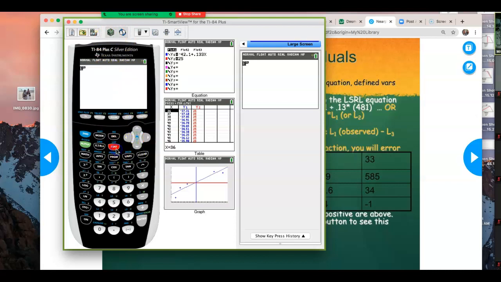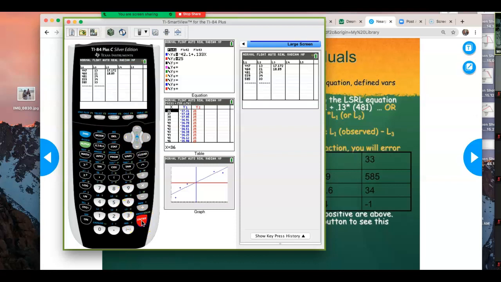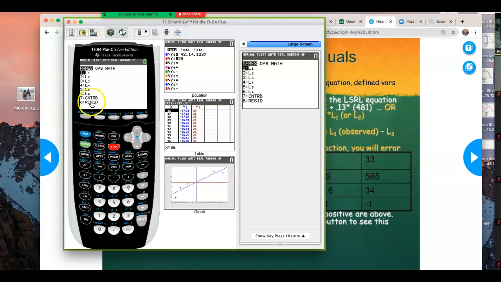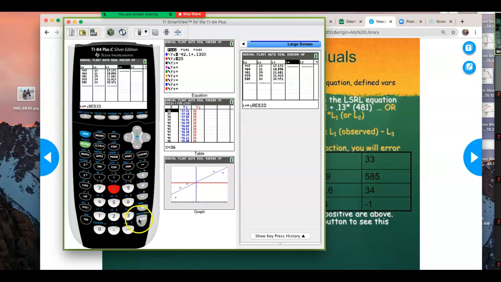So I'm going to put them in the list. So press stat, enter. I'm going to highlight L4. L4 is highlighted. Press enter. And I'm going to put that name up there. So second stat, and number 8 is residual. List residual. There's all my residuals, just like I had on the Nearpod, where I subtracted list 2 and list 3.